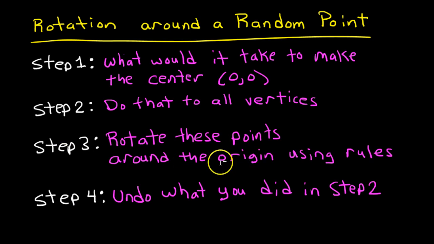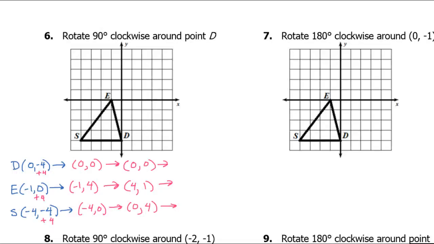We rotated the new points around the origin using the rules. Now step 4 is to undo what we did in step 2. So remember, in step 2 we added 4 to the y values. So that means in order to undo this, we need to subtract 4 from all of the y values. So I need to take all these y values and subtract 4. Okay, why do my 4s always turn into little 9s? Anyway, I'm subtracting 4 from all of the y values to undo what we did in step 2.